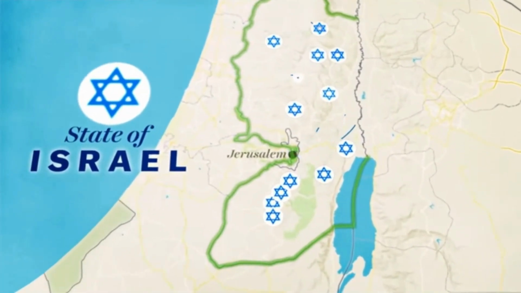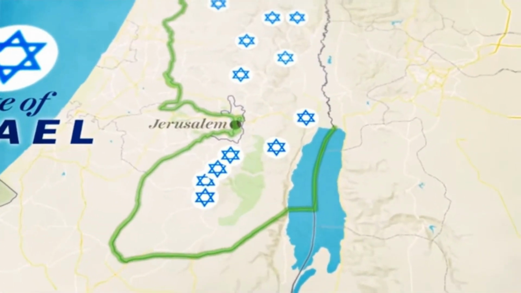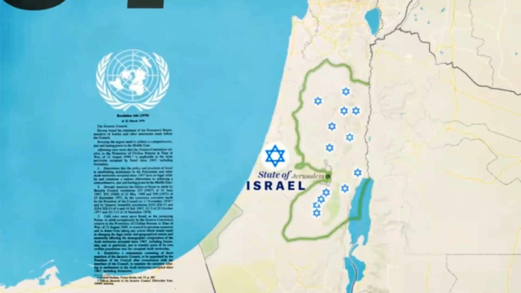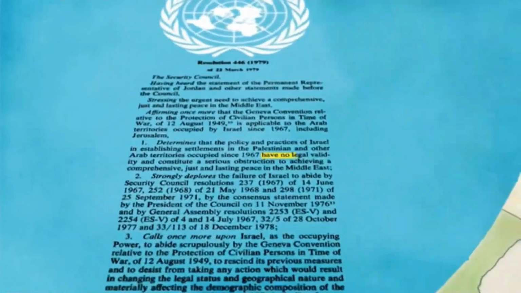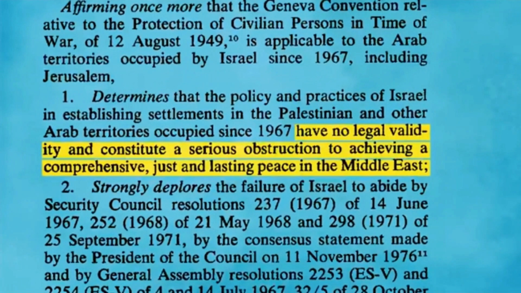The international community deems these settlements to be illegal because they go against the United Nations partition plan, and the Palestinians see them as colonization. Basically, their country is being colonized by the Israelis.